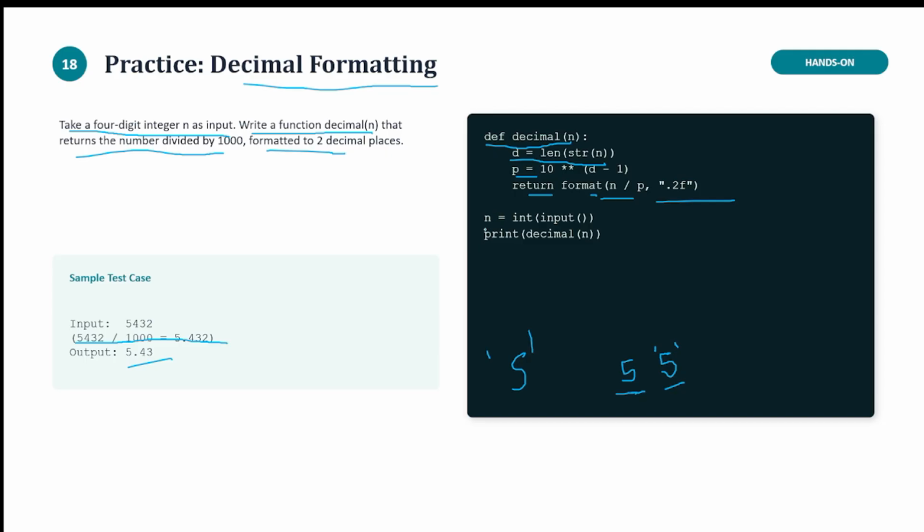So after writing all this, we are going to simply take input from the user: n equal to int(input()). You can see here we are taking an integer input from the user. After that we are going to print decimal(n). Decimal n means that we are calling our function. Decimal was the function name and n was the argument.